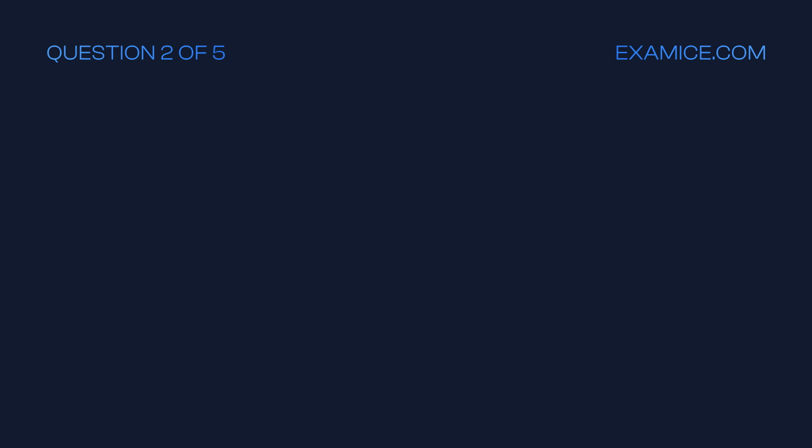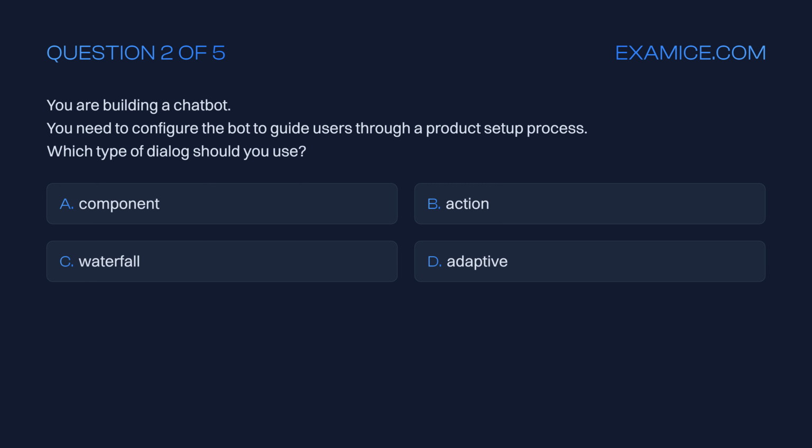Question 2. You are building a chatbot. You need to configure the bot to guide users through a product setup process. Which type of dialogue should you use? Option A, component. Option B, action. Option C, waterfall. Option D, adaptive.